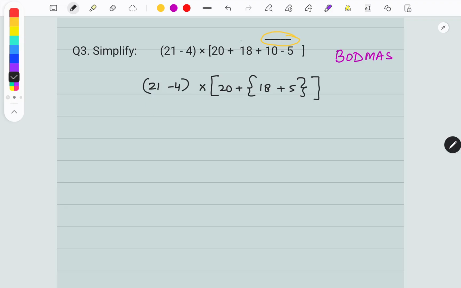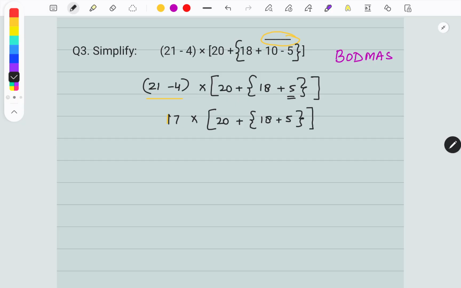There are two brackets here as well. Yes. So in this, now we see that once we have solved this, 10 minus 5 brought us to 5. Now the second one which we are going to solve is 21 minus 4. We are going to solve the parenthesis. So we get 17 here. 17 into 20 plus 18 plus 5.